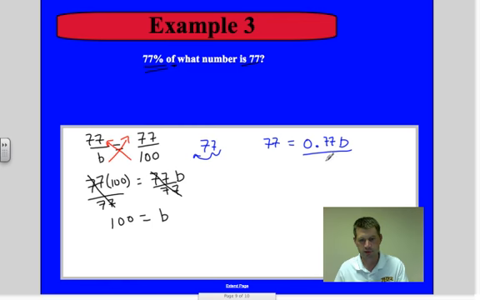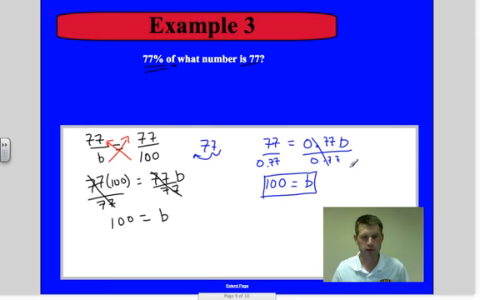And the same steps. I'm going to divide by 0.77. And when we divide, that side cancels, but the right side, or excuse me, left side doesn't. 77 over 0.77 ends up being 100. So we get B equals 100. And we've just proven that. Okay, so of is the 100. That's the base. So 77 is part of 100.